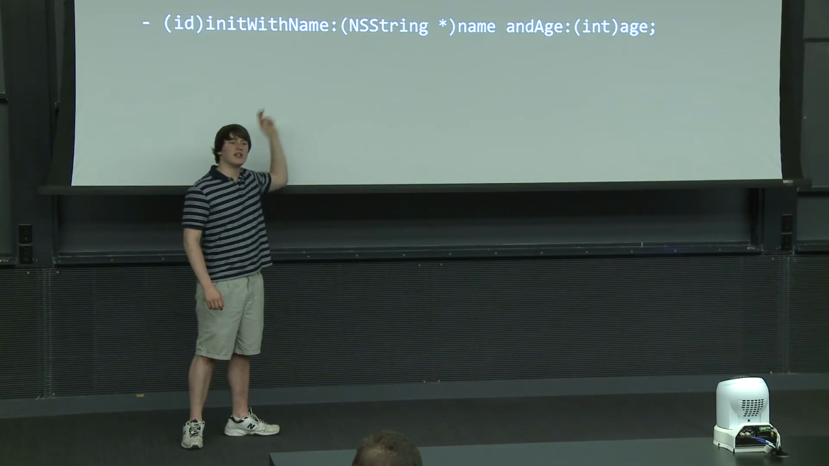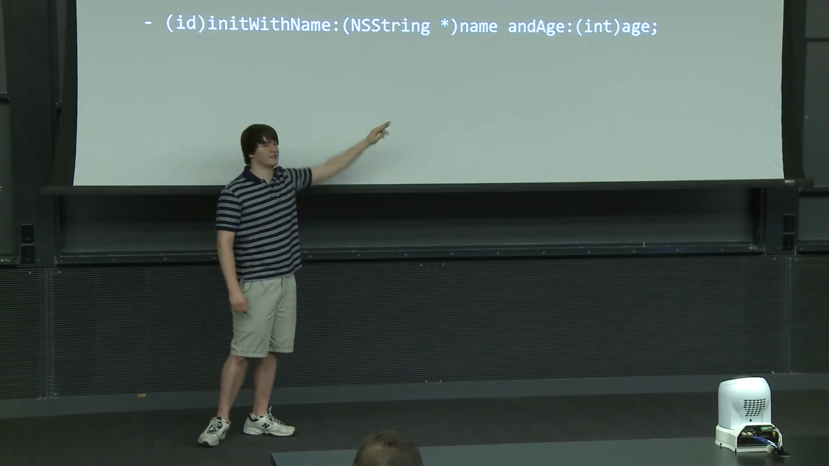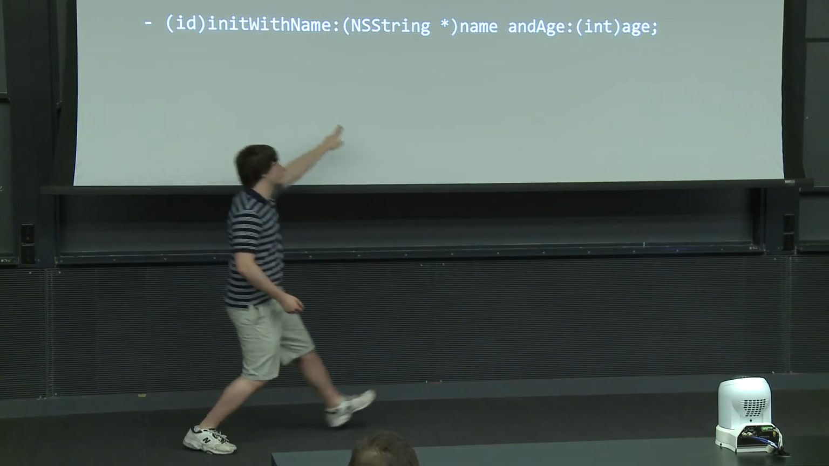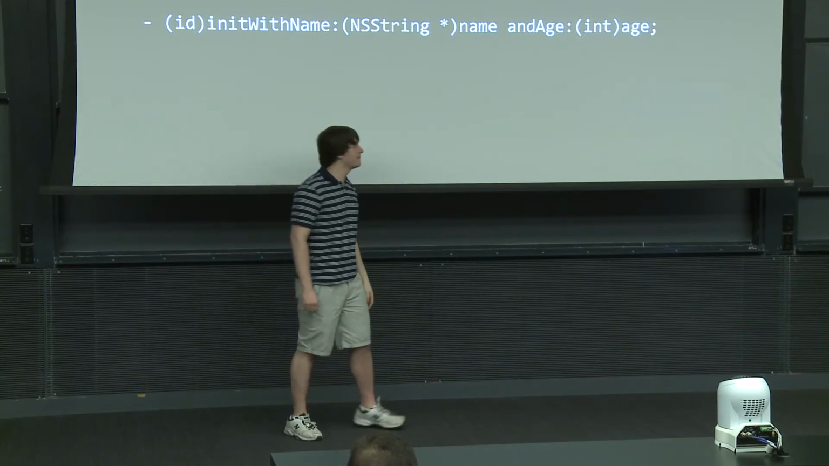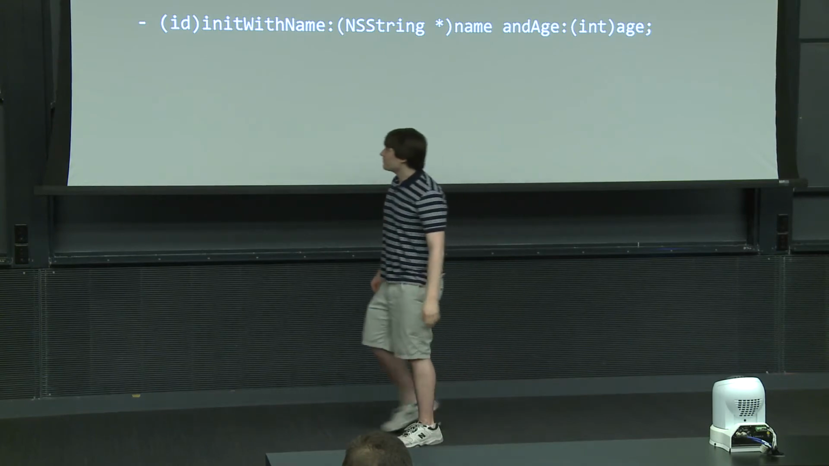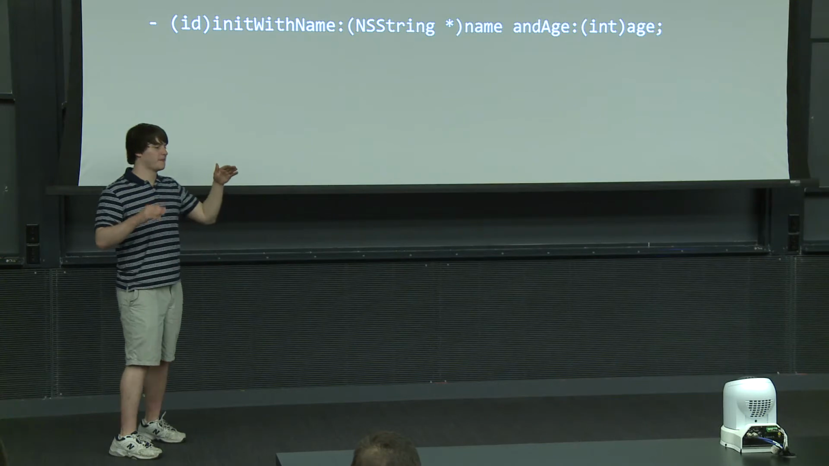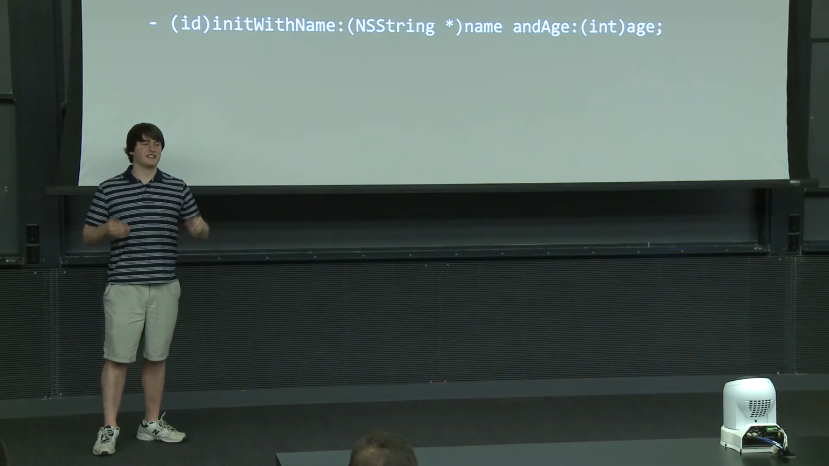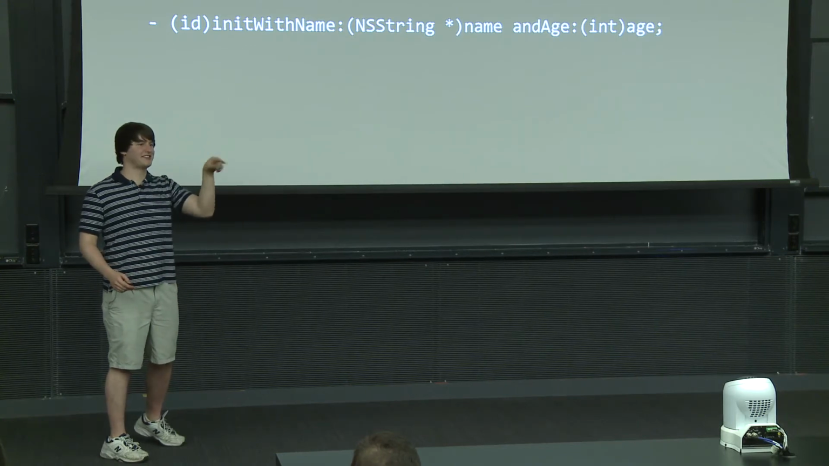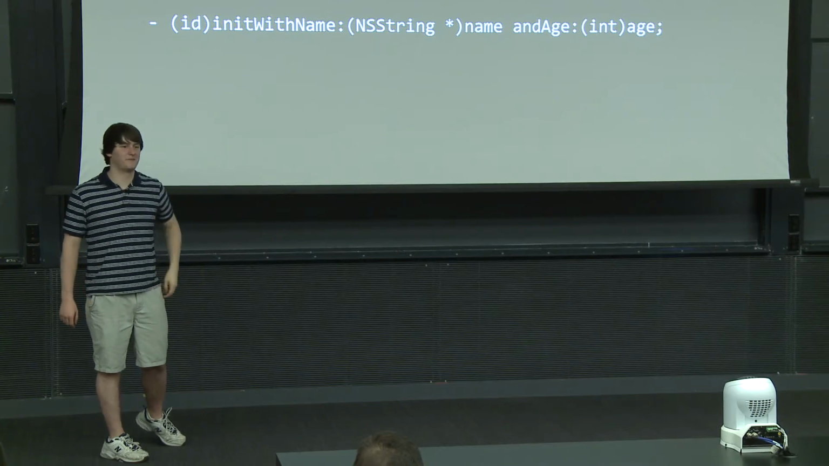Any colon, you can count the colons to determine the number of arguments to a function. So here we see 2 colons. That means we know there are going to be 2 arguments. The first argument is called name and is of type NSString star. The second argument is called age and is of type int. So when we want to actually call this function, we might say, first we allocate a student, and then we say student init with name colon at Bob and age colon 21.